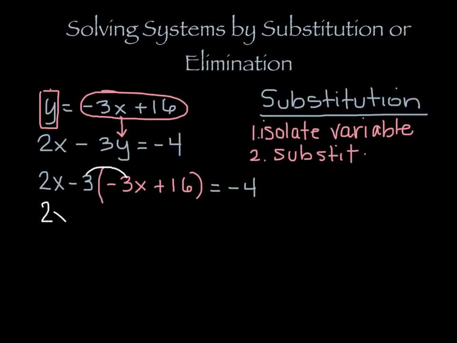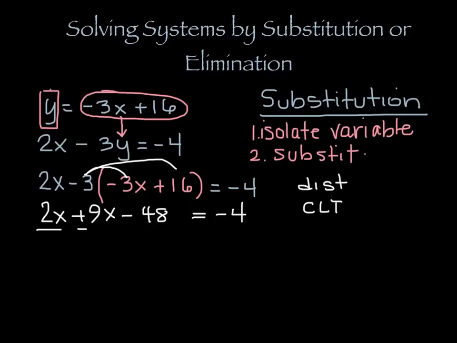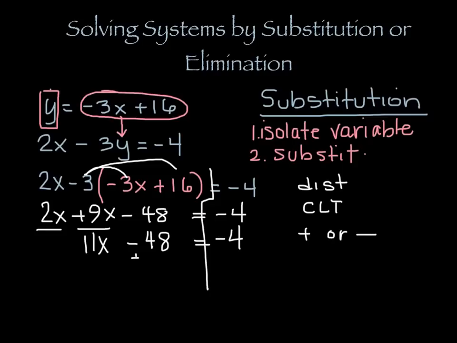So this is going to be 2x plus 9x minus 48 equals negative 4. So that's distribute. I'm going to combine like terms, so the 2x plus the 9x are on the same side of the line. So I'm going to get 11x minus 48 equals negative 4. I'm going to do my adding or subtracting first. So I'm going to add the 48. I'm going to get 11x equals 44.